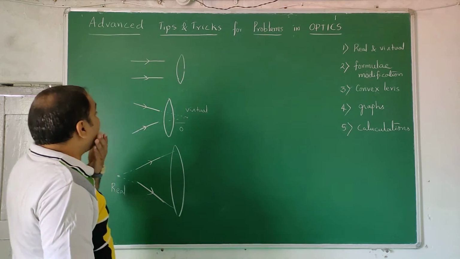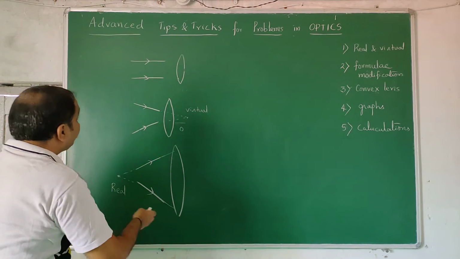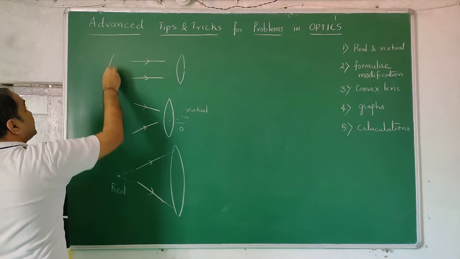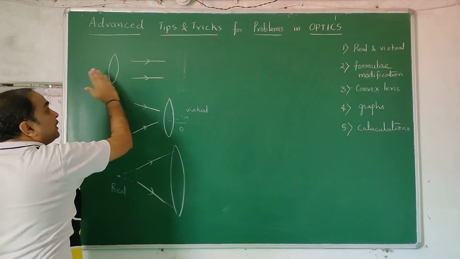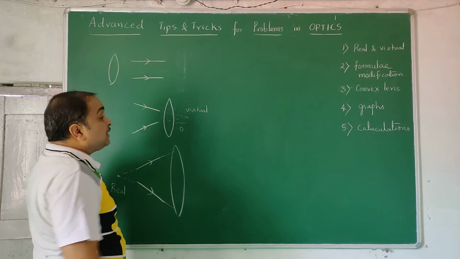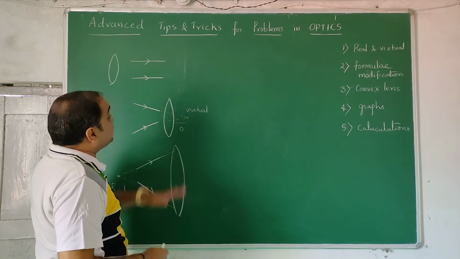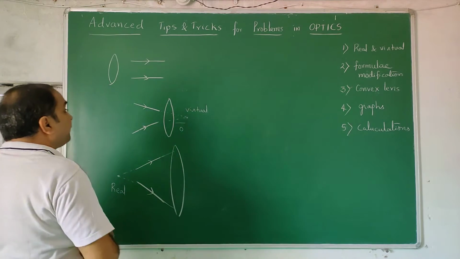Similarly, if the lens is here instead, I am dropping this one. That means the rays have already passed out of the lens and are going parallel. Then we say the image is at infinity. Previously we said the object is at infinity, now we say the image is at infinity.